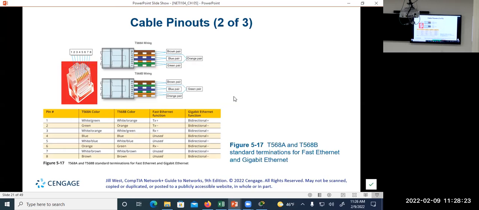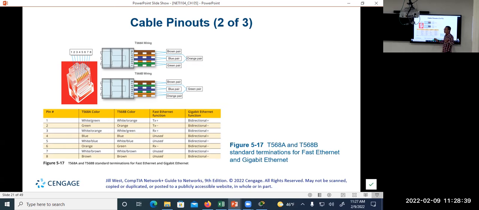Terminator here. And you see, the difference between the A and B is only the location of the pins when you terminate. Right? For A, we have white-green, green, and so on. And this is B here. You have the white-orange and orange.